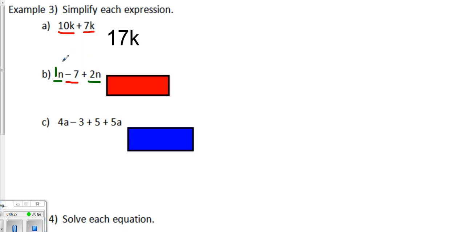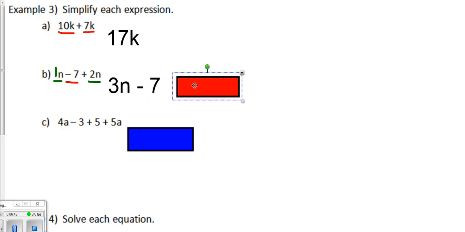All of the n's in green we can combine. Positive 1 plus positive 2 becomes positive 3. So all of our n's combine to 3n. Now the only things left are our constants, the ones that don't have any variables, so we'd leave it as a minus 7 at the end. So 3n minus 7 would be this expression simplified.